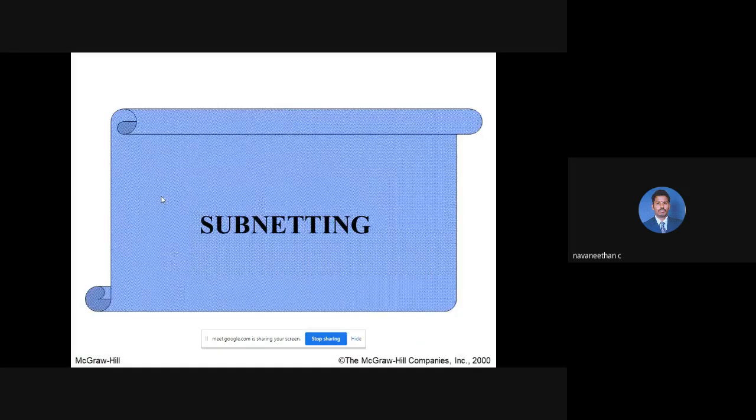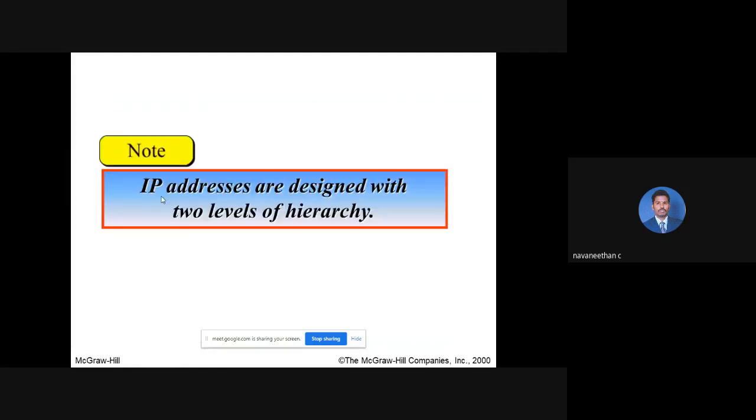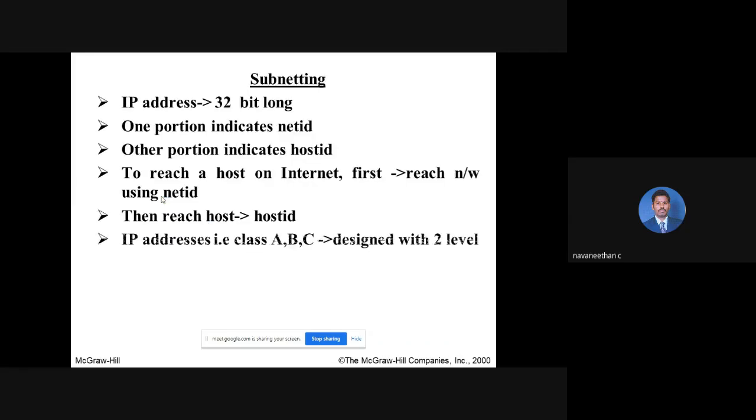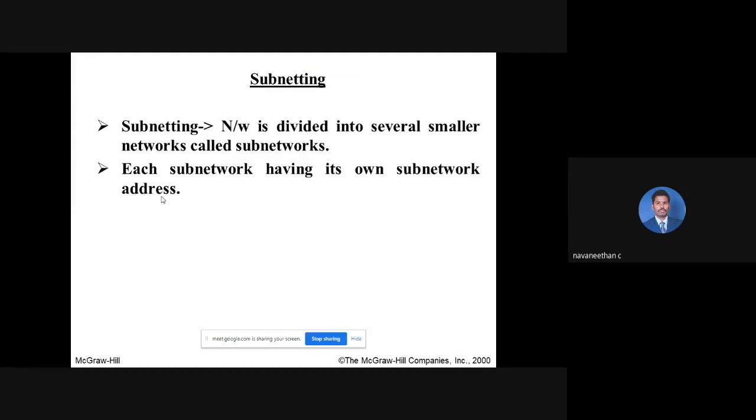So basically we have seen only two levels of hierarchy, net ID and host ID. The IP address has been designed with respect to two levels of hierarchy, net ID and host ID, and I think you might have already studied all these things. So why is there a need for subnetting? Dividing a network into further small networks. Okay, we prefer subnetting.